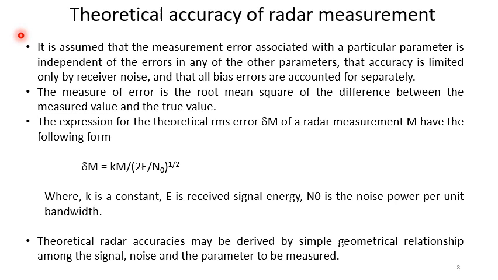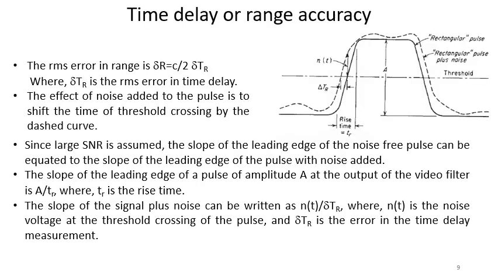The expression for the theoretical RMS error delta m of a radar measurement m has the following form: delta m equals k times m divided by (2E/N0) to the power half, where k is a constant, E is the received signal energy, and N0 is the noise power per unit bandwidth. Theoretical radar accuracies may be derived by simple geometrical relationships among the signal, noise, and the parameter to be measured.